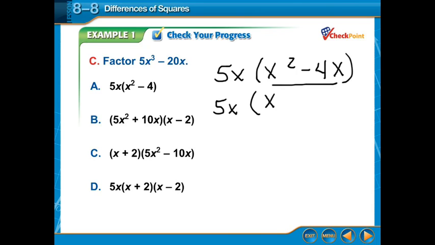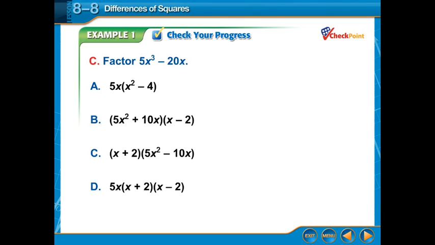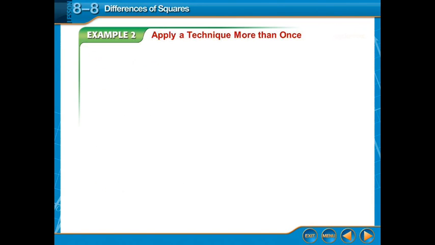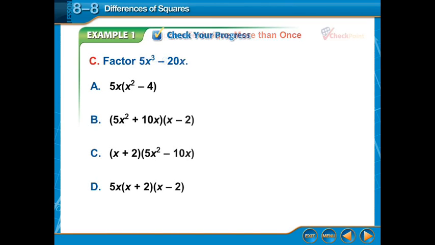Oh wait, I don't need the x at the end. Hold on. We don't need this x. A little mistake there. Let's see. Oh, let's just start over. Let's take out a 5x. Well, fiddle. Hold on. We're going to get it, guys. Hold on. I'm determined we're going to do this.